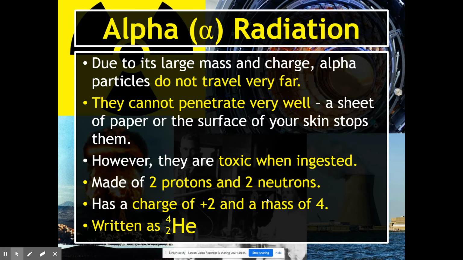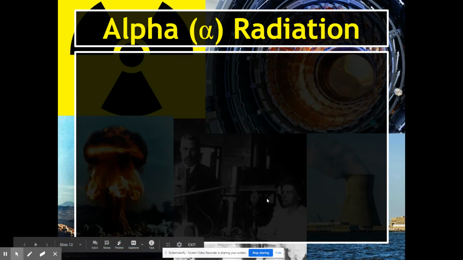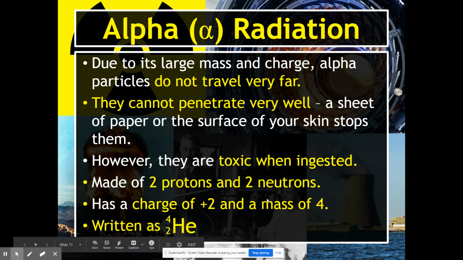They are made of 2 protons and 2 neutrons, have a charge of +2, and a mass of 4. Written as ⁴₂He.